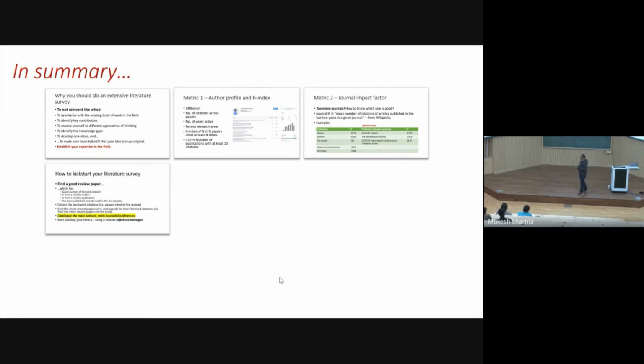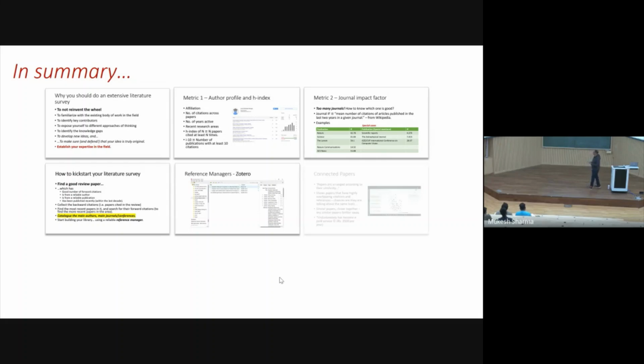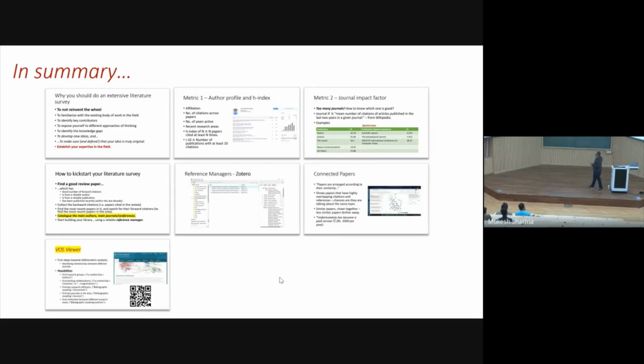How do you kickstart your literature survey? You find a good review paper. Now this actually links back to VosViewer, because in VosViewer you will find invariably the largest bubble is going to be a literature review. That is the best literature review paper in your area. Reference managers, use it. End of story. And then you can use tools which are Connected Papers and VosViewer. We talked about VosViewer extensively.